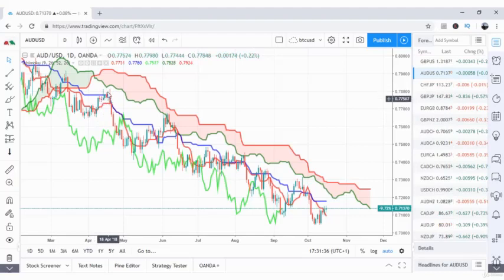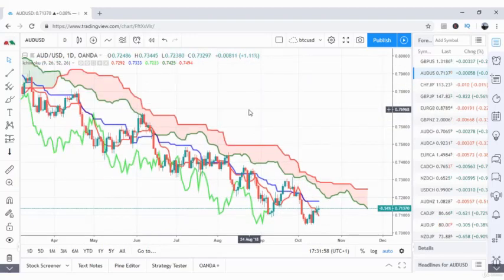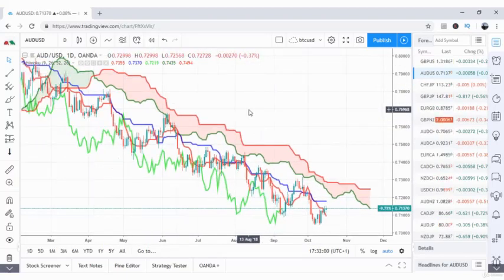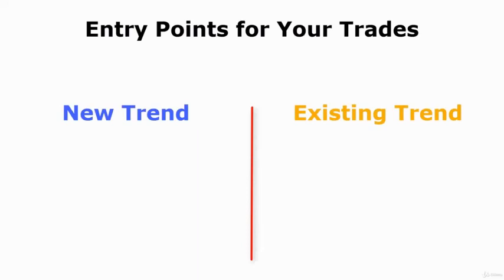The first one here on the blue line, a second one here on the cloud. We have then a congestion phase with a rejection on the cloud once again. Then another rejection on the blue line here, a fifth rejection on the cloud with this shooting star, and all of these are opportunities to study the action of the market and plan a short position on an existing downtrend. There are some differences between entering the market on the breakout of the cloud and joining an existing trend. I'm going to talk about the main two differences.